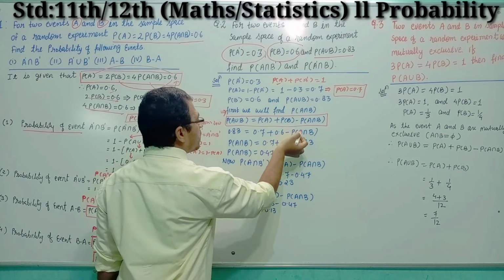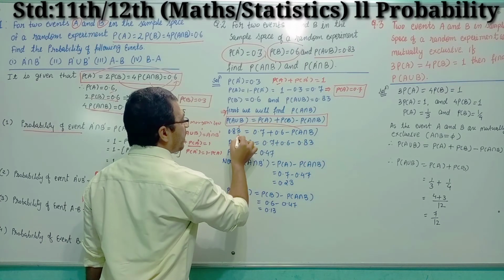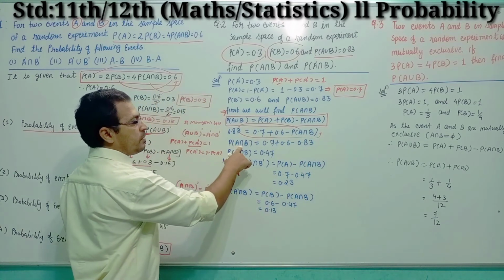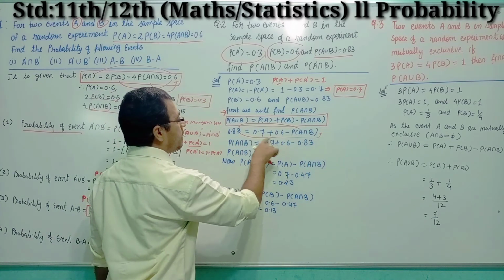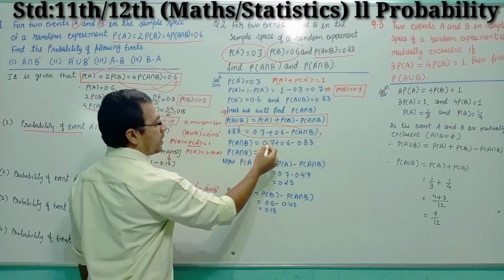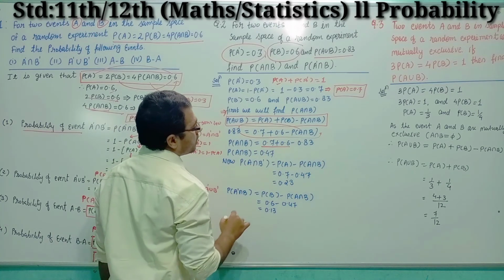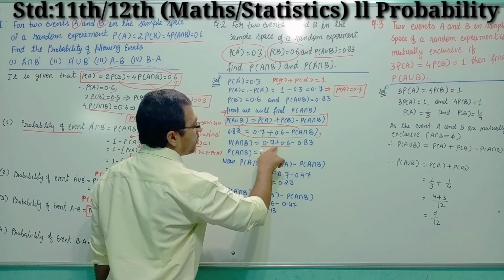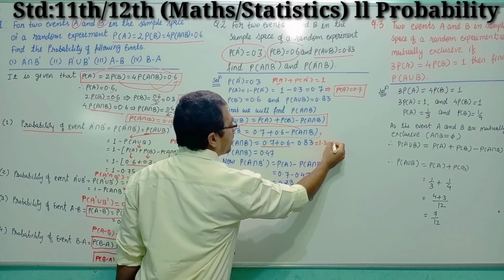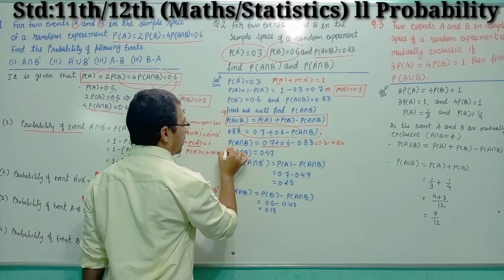So just what you have to do over here, move this term left way and this term is to be right way. So P of A intersection B is 0.7 over here, 0.6. This was positive, it moves to this side, so 0.83. So calculating these things, 0.7 plus 0.6, there will be 1.3 minus 0.83, so you are getting 0.47.